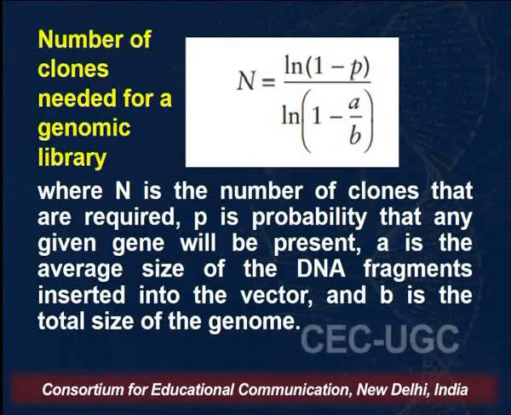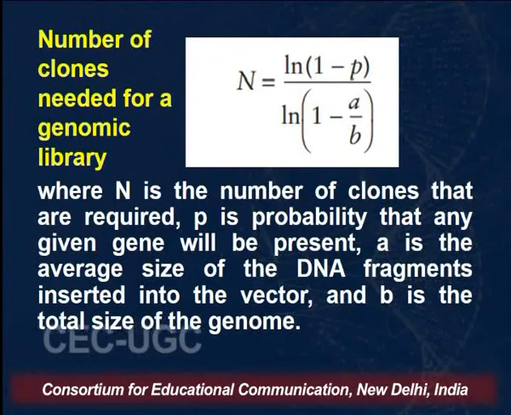a is the average size of the DNA fragments inserted into the vector. So a would be the size of the DNA fragment. Obviously average, because as I said, there will be different sizes of DNA fragments that would arise, and b is the total size of the genome. So depending upon the total size of the genome that you want to clone, the size of the DNA fragments, and the probability of every gene to appear, the number of clones required can be calculated. So generally, whenever a scientist is constructing a genomic library, they put the values in this formula and look at how many clones they require.